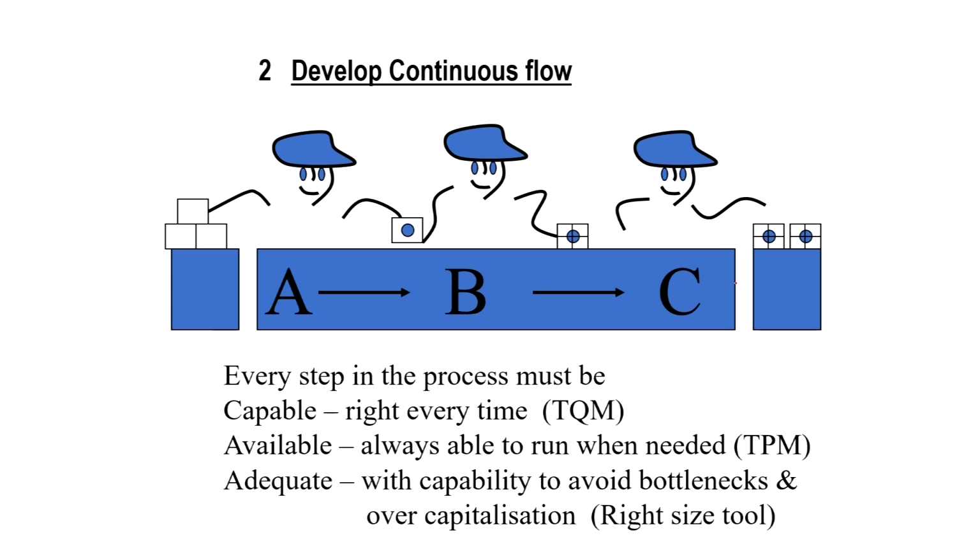For the continuous flow, 3 important requirements are: your process should be capable, that means it should produce the right product right every time. If it is not capable and produces defective items, you cannot have JIT. Then it should be available also, your maintenance should be perfect, total productive maintenance. TQM stands for total quality management, TPM stands for total productive maintenance. Then it should be adequate also, its capacity should be adequate, right size of tooling.